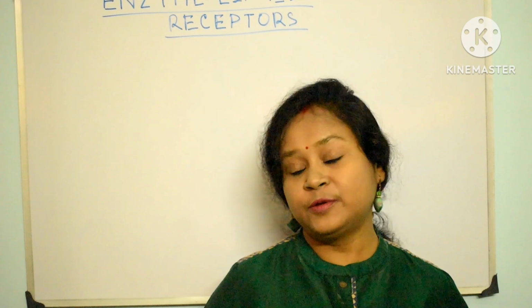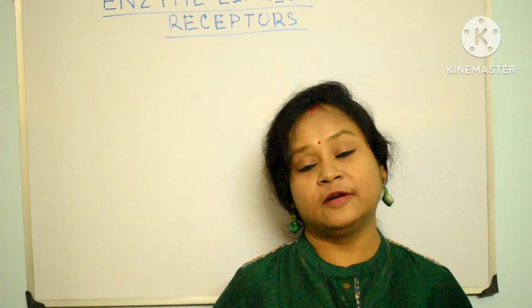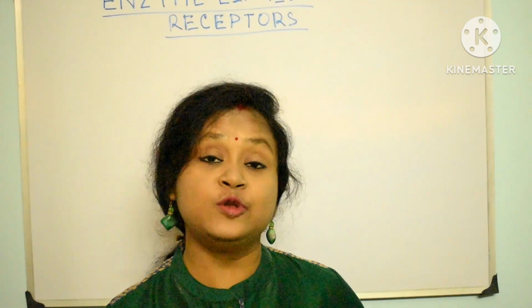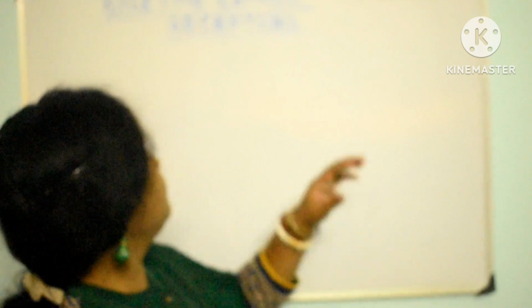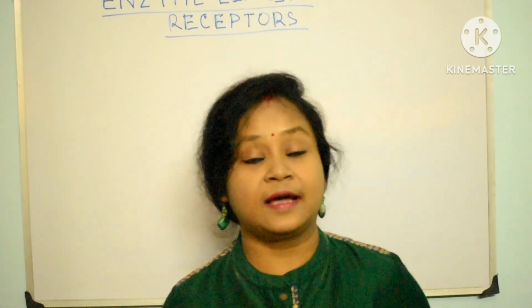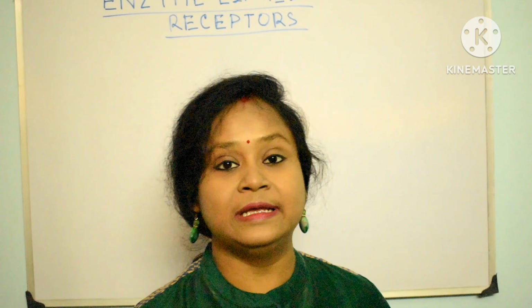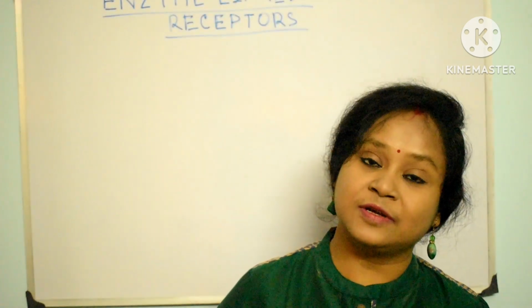Today I am going to discuss with you another type of cell surface receptor, the second major type of cell surface receptor. That one is enzyme linked receptors. The first major type of cell receptor family, GPCR, I have already discussed with you in detail in my previous lectures. Today I am going to focus on this topic, enzyme linked receptor.